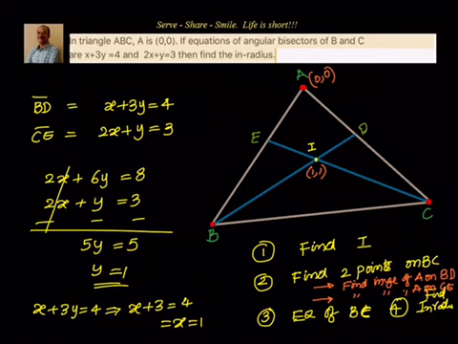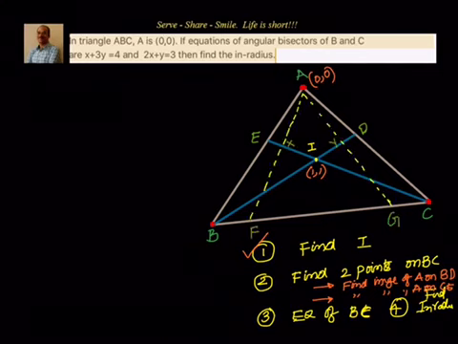So we found out the coordinates of 1. So step 1 is done. Let's move to step 2. To move forward to the next step, find 2 points on BC. We need to find out the image of A on BD. This is BD. We want the image of A on BD, that is point G, and the image of A on the angular bisector CE, that is point F.